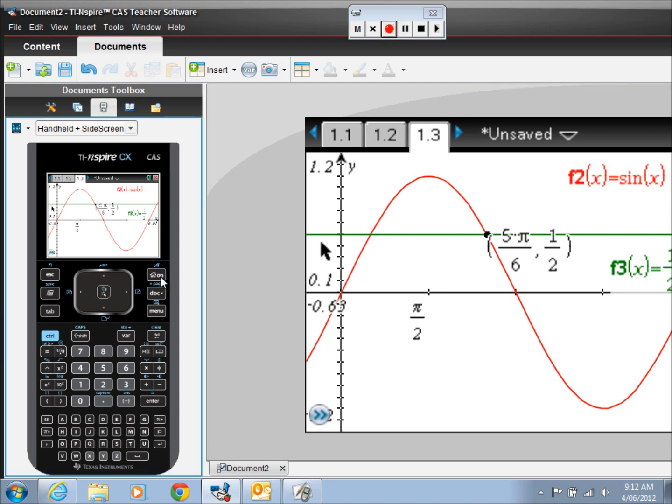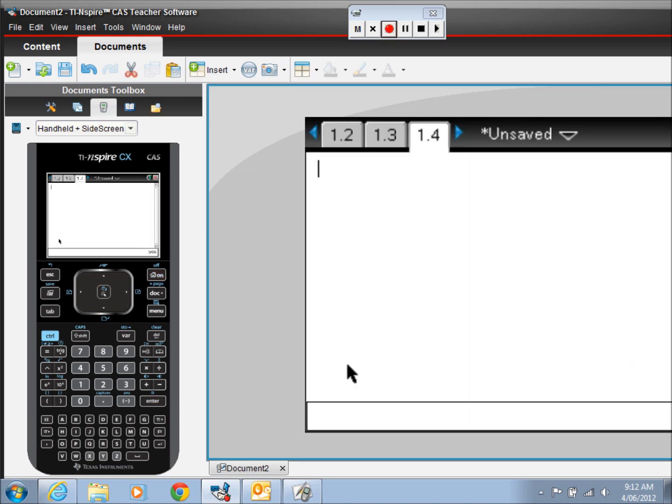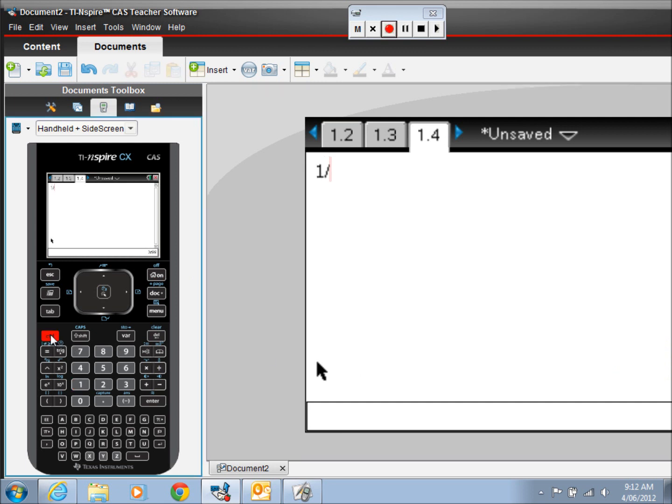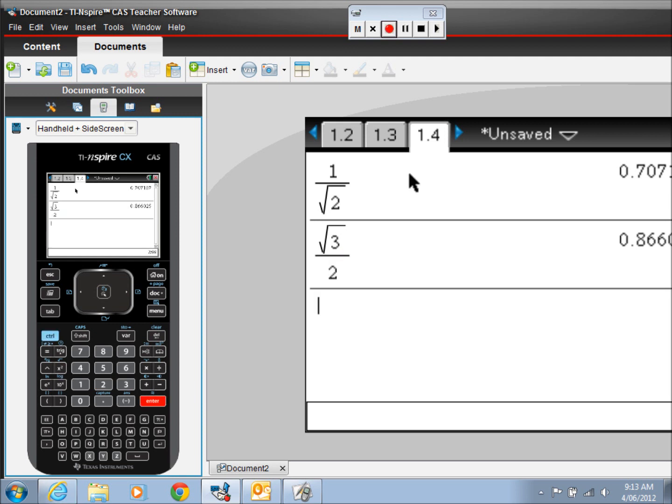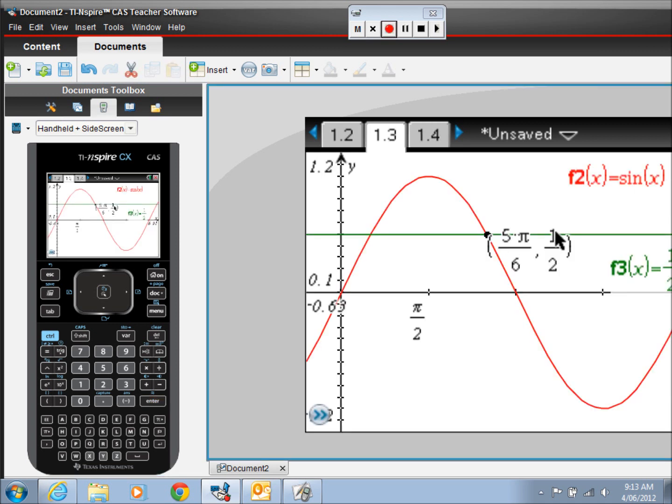So I'm just going to go to a calculator page, and I'm going to enter 1 on root 2, and find, well, that's approximately 0.7. And what about root 3 on 2? Root 3 on 2 is approximately 0.9, just to make it easy, to one decimal place. So 0.7 and 0.9. So let's go back to the graph here.